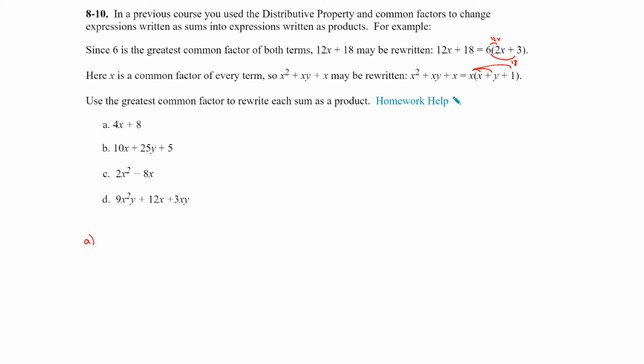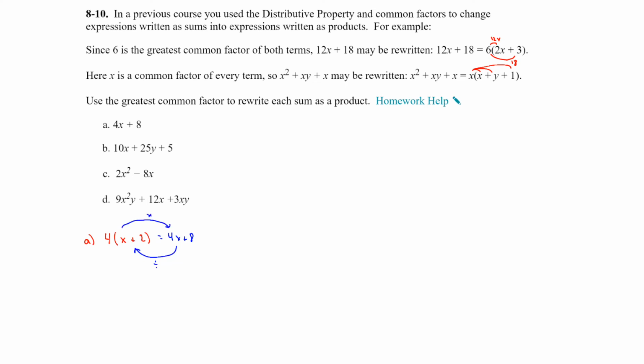So on part A, what is the greatest common factor of 4x and 8? What goes into both of them? And that would be 4. So 4, using your distributive property, is what was distributed to x plus 2. And if you're asking, how do I work backwards? Well, remember, when you're using the distributive property, you are multiplying to do this. So when you're working backwards, you are going to be dividing by that.